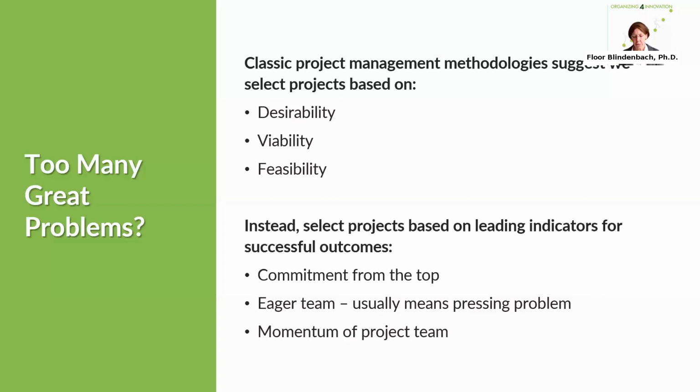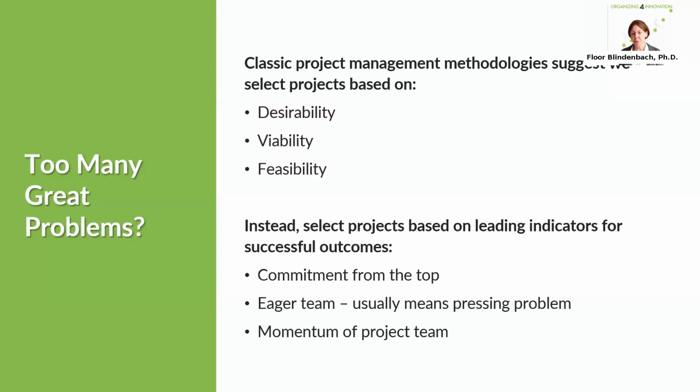So what I did in many of my studies was look at what defines success. Is that desirability, viability, and feasibility? And we found that that was not the case at all. One of the key things was commitment from the top. The other was commitment from the project team. If you have a driven and motivated team, that's the number one indicator that they will be successful. It sounds like putting it backwards, but you can quite easily sense it early on. If you have an eager team, that means they're onto something.